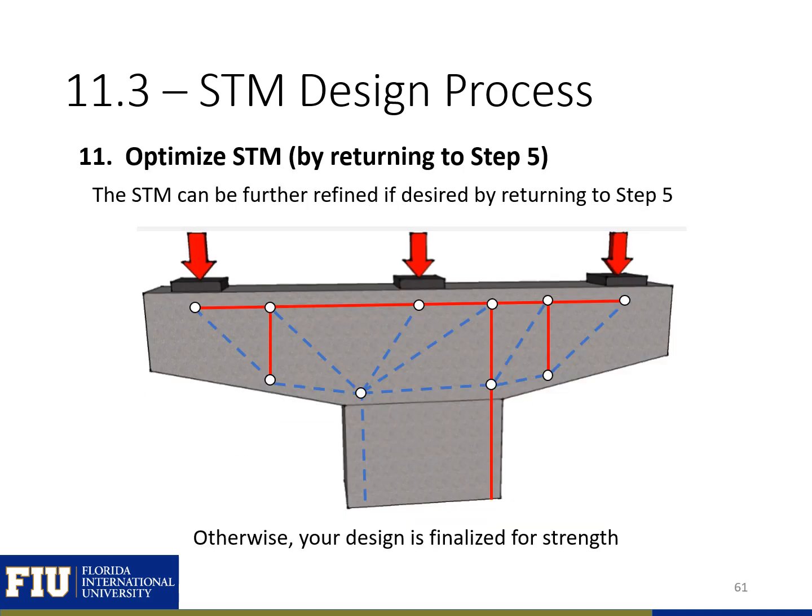Our next step, which is an optional step, is we can optimize our strut-and-tie model to make our design more efficient. So if we change our model, then we need to go back to step 5 and redesign our reinforcement and recheck all of our nodes. So we would cycle back through. Otherwise, if we're content with our design, then our design is finalized for strength.